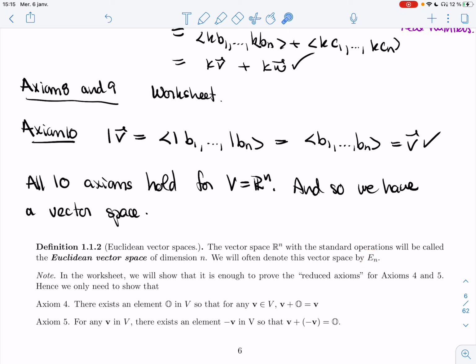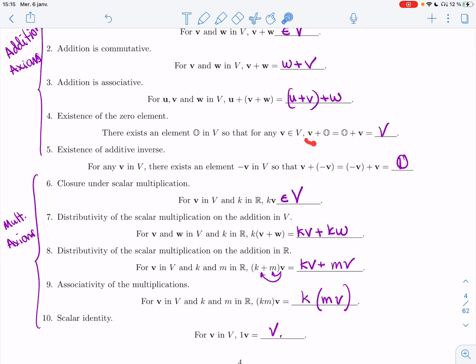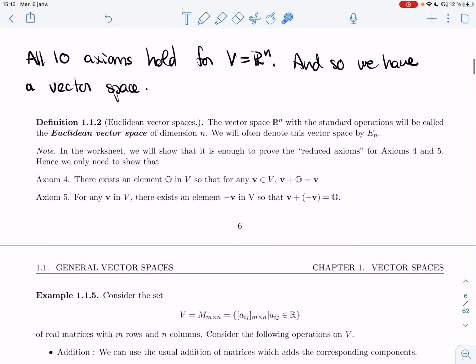All right, another thing is in the worksheet, we'll show that it's enough to prove reduced axioms for axiom 4 and 5. Instead of proving that v plus 0 and 0 plus v equals v, it's enough to just prove that v plus 0 is v. And the same thing for the inverse. You only need to prove one of the 2 additions. That's enough. We'll see why in the worksheet. All right, so in the next video, we'll be looking at examples that are newer, right? So not Euclidean.